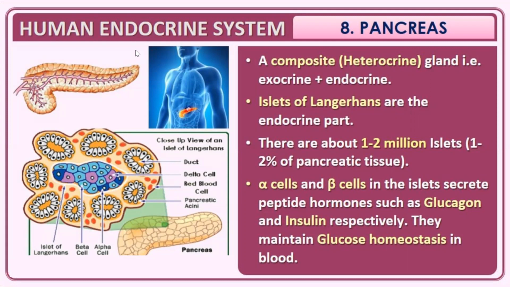Next comes the pancreas. The pancreas is a composite gland, that is a heterocrine gland. It acts as exocrine as well as endocrine. The islets of Langerhans, which are present in the pancreas, act as the endocrine part. There are about 1 to 2 million islets present in the pancreas. Alpha cells and beta cells, which are present in the islets, secrete peptide hormones such as glucagon and insulin, respectively. They maintain glucose level in blood.